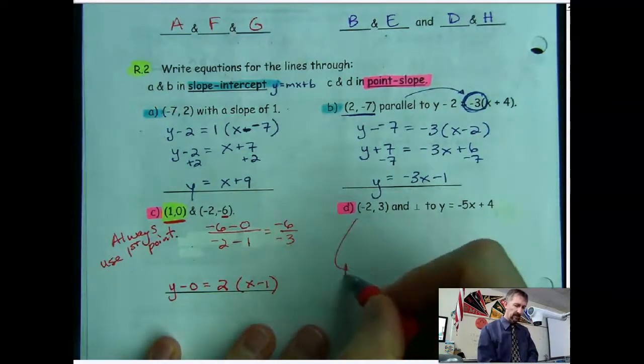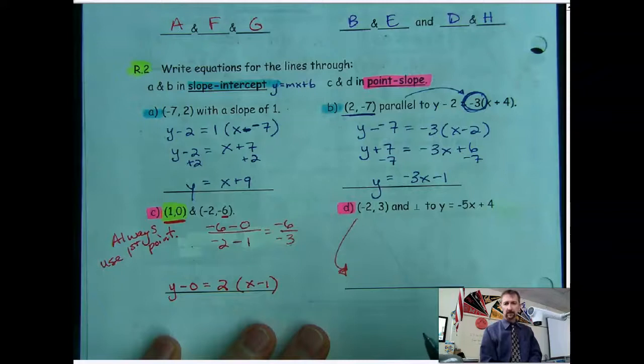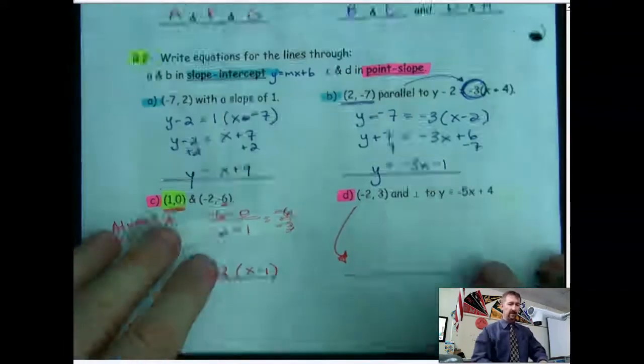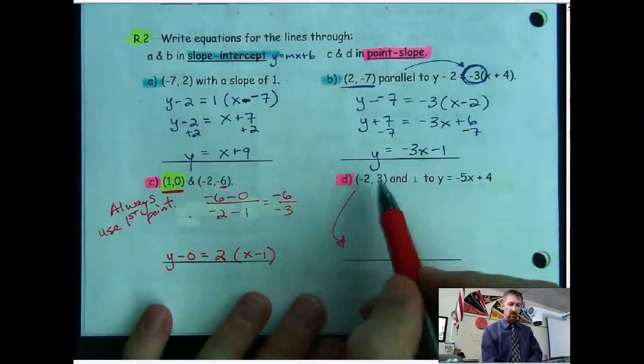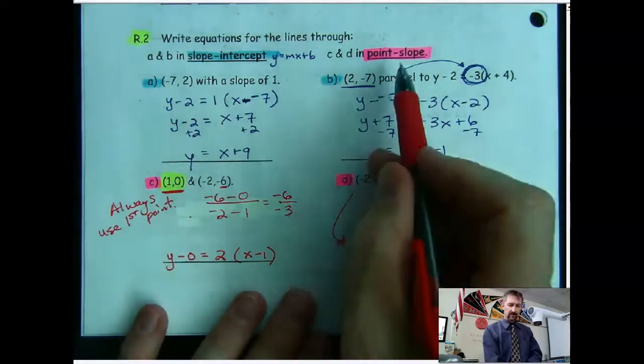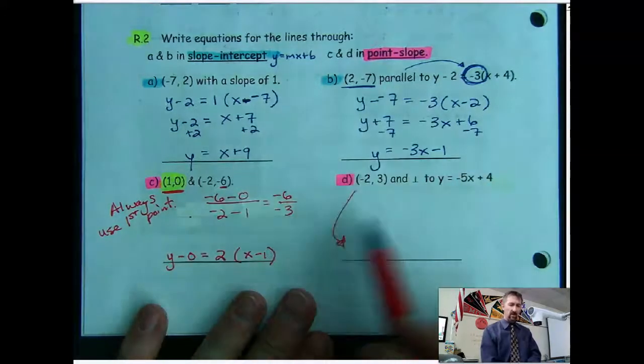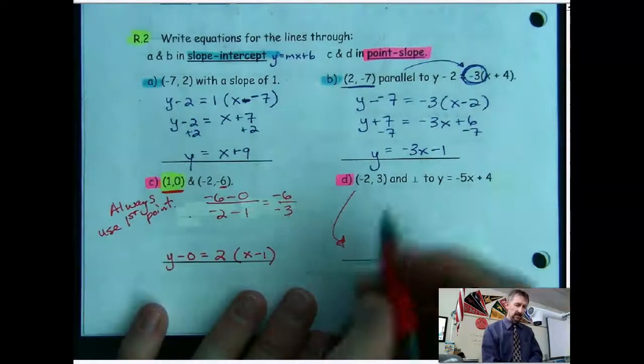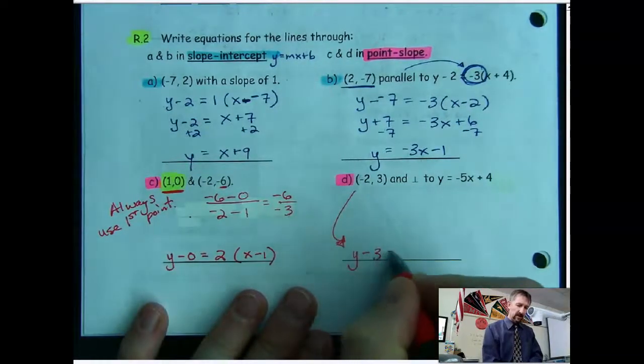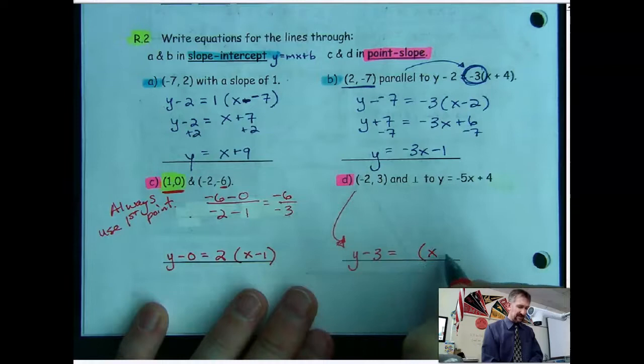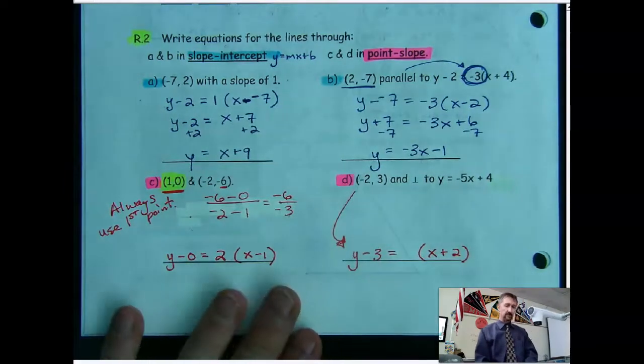Okay? So hopefully you're trying this by yourself and not just copying. Directions say point-slope form. Notice how all of them are point-slope form to start with. So y minus y equals m times x minus x would be minus a -2, which is x plus 2.